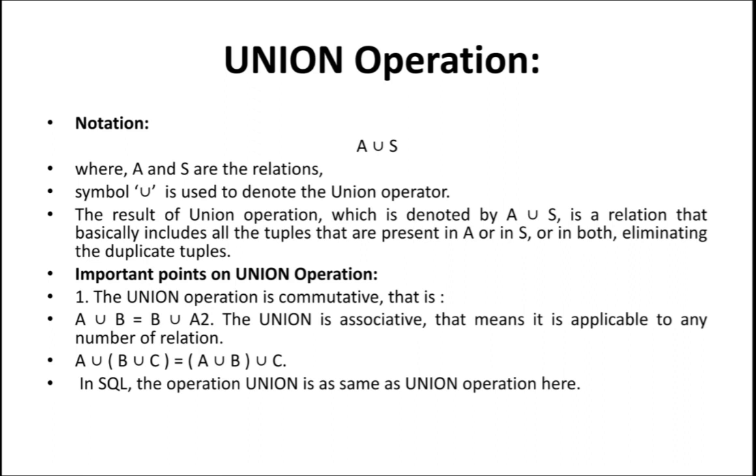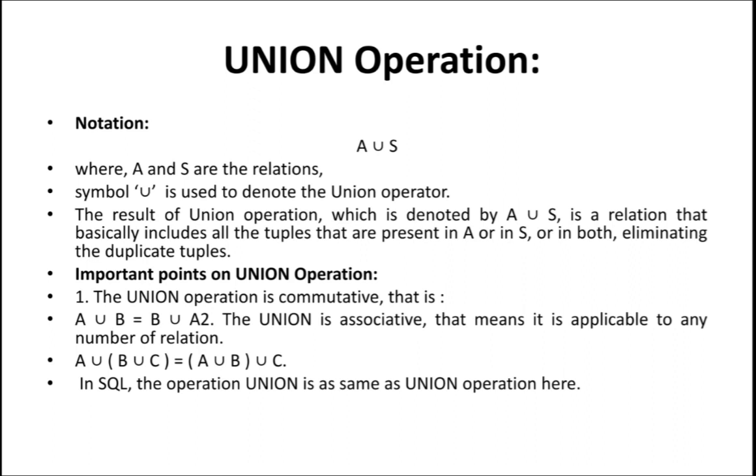And also one important thing here, the duplicate values. If there are any duplicate values present in the tables, the duplicate values will be eliminated. Whatever values are present in your result should be distinct. Each value should be different. If any duplicate values are there, they will be deleted. A union S means all the values from two relations will be considered.